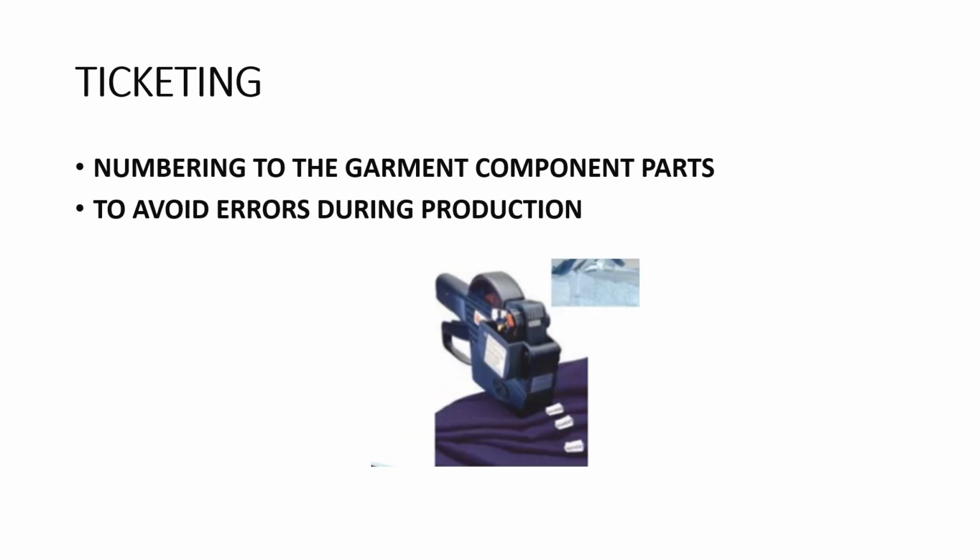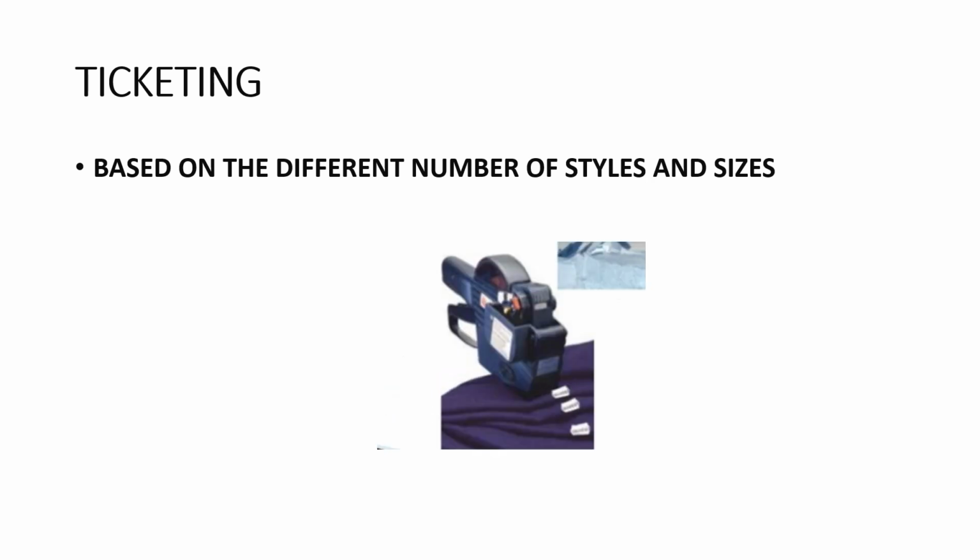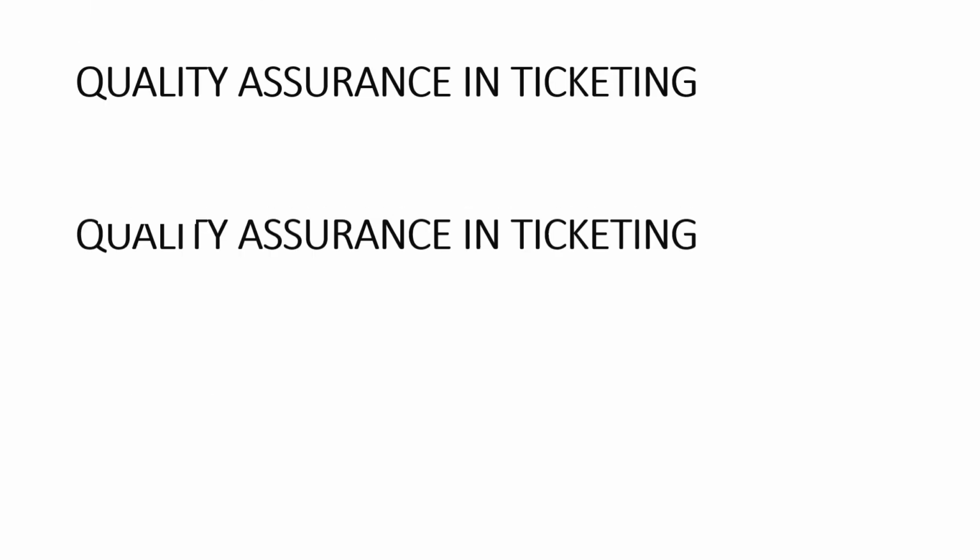So ticketing methods are used for identifying different garment component parts. Now ticketing also deals with different numbers of styles and sizes. Ticketing will be given based on styles and sizes of the garment, so that not only the mixing but also identification of that particular lot will be very easy, or that particular size will be easy, or the style will be very easy. So that is called the ticketing operations, and that must be controlled correctly to get the uniformity in the material or the quality material.